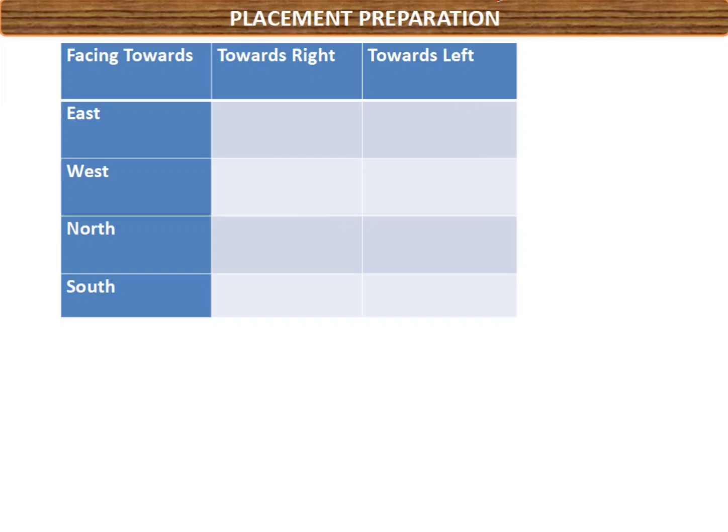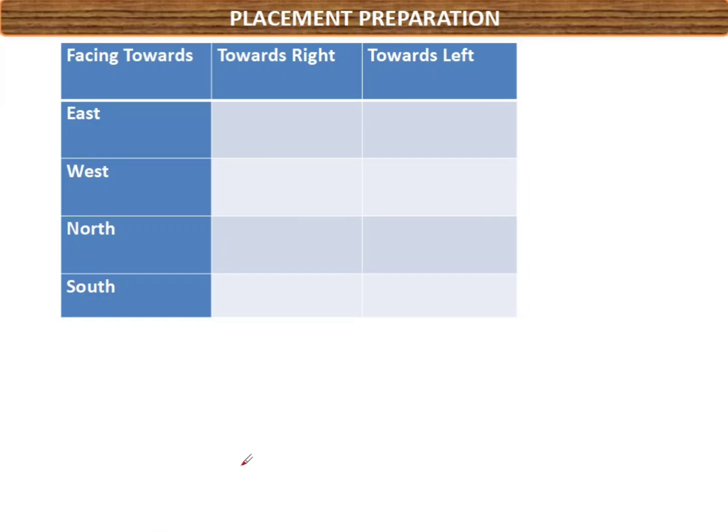Now, here is a table. Let us fill this table. If you can fill this table, then you can understand the directions clearly. So the table says, assume you are facing towards east. Which direction will be towards your right? And which direction will be towards your left?